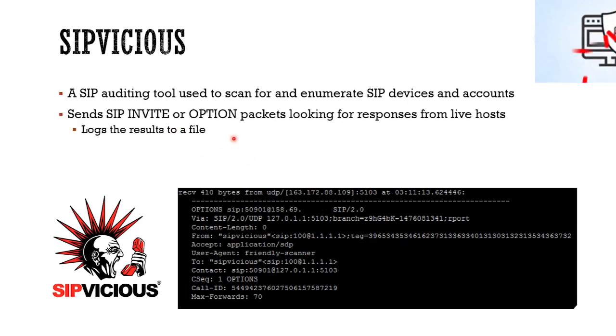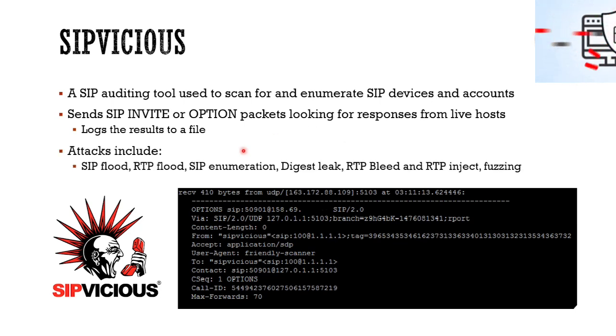It can do denial of service floods. It can enumerate SIP information. It can leak the hashing. It can bleed or inject data. And it can fuzz, in other words, trying to see if we could do a buffer overflow.